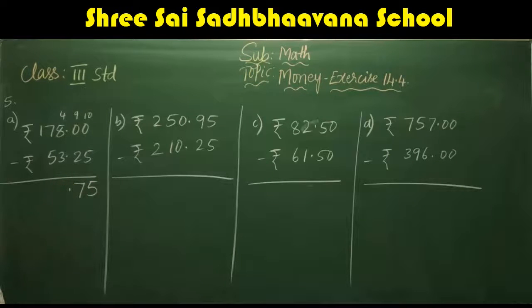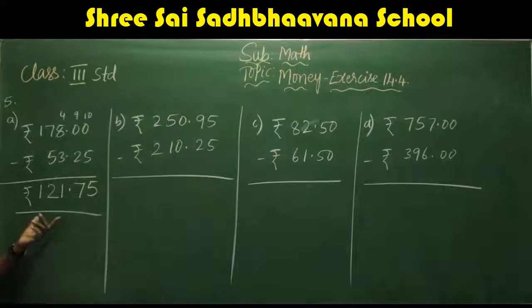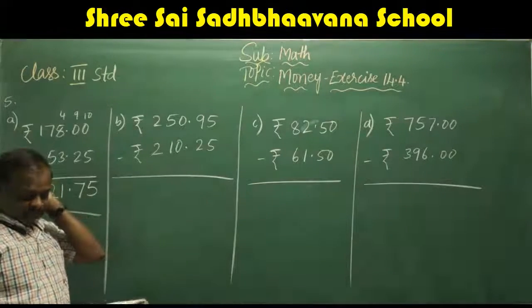Decimal point as it is. 4 minus 3, 1. 7 minus 5, 2. 1 as it is. He has left rupees 121.75. Amount with Neeraj is rupees 121.75. Once again I will explain.